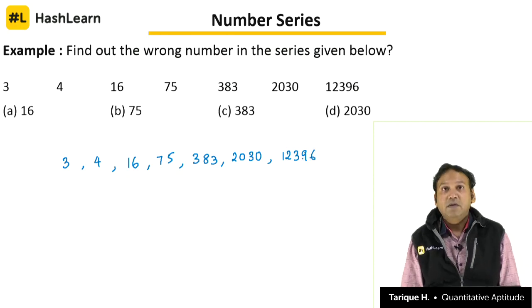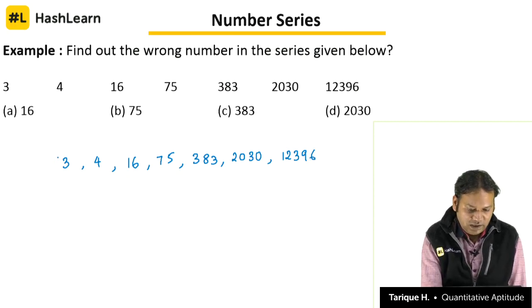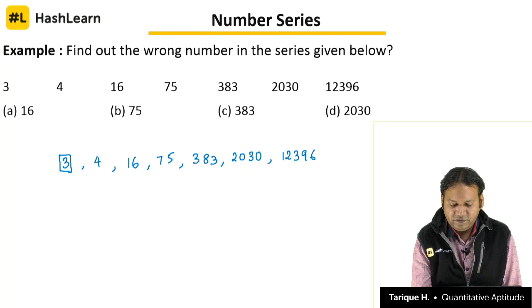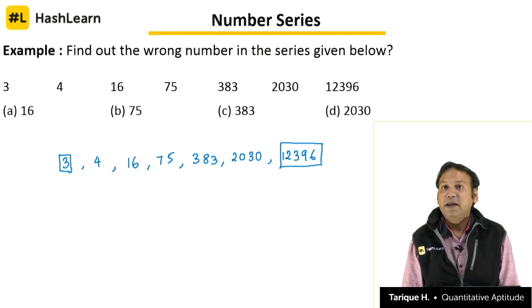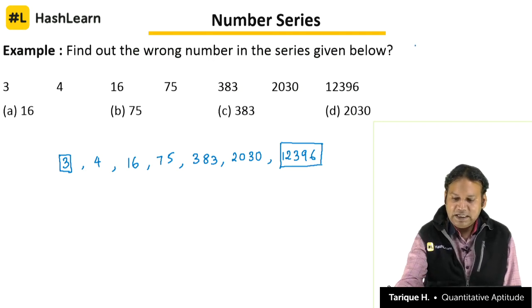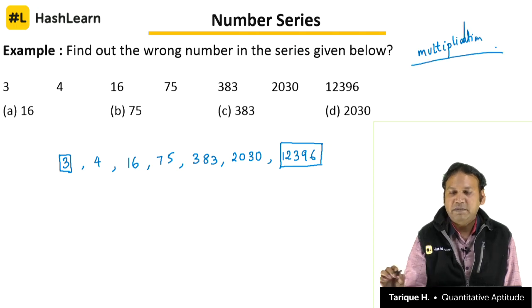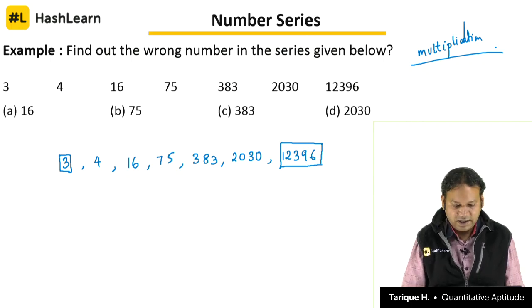12396. So first of all, you see, starting with 3, which is a single digit number, by the 7th number we have almost reached 12,000, about 4,000 times. That means what? It means that it is definitely a series based on multiplication. Multiplication will be done, it cannot be simply addition. So it's a multiplication based series. That is the first thing we should understand.